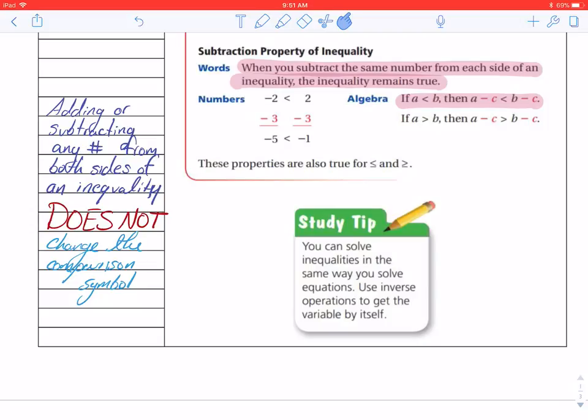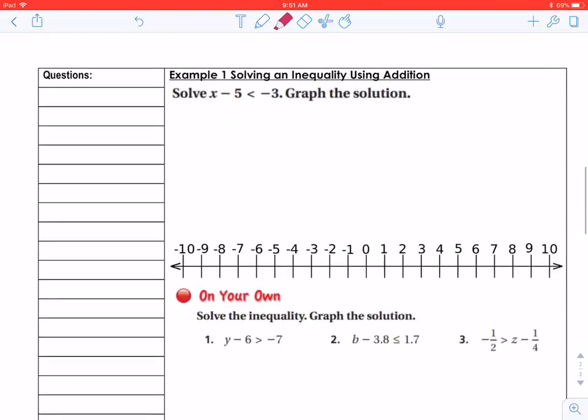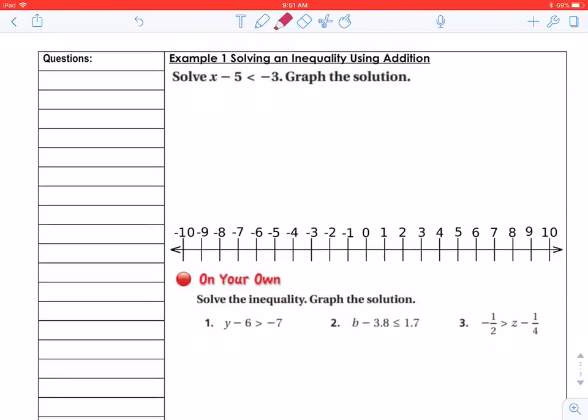And so this is going to actually bring us into solving inequalities. And just the same way that we solved equations, we're going to be using addition or subtraction to get the variable by itself. So if we scroll down and we do an example, we're going to do an example together, and we are being asked to solve x minus 5 is less than negative 3, and then we're being asked to graph the solution. So we've got a number line here that we can use to graph the solution for.